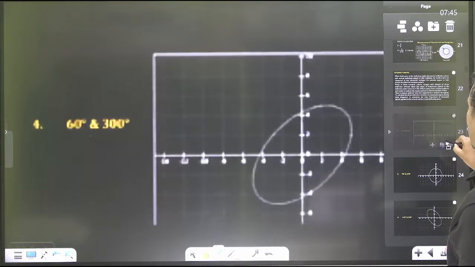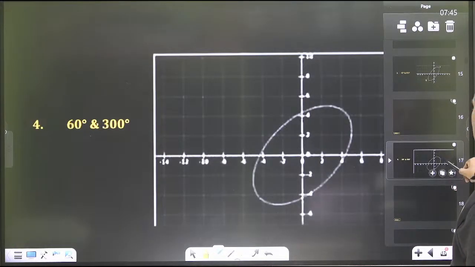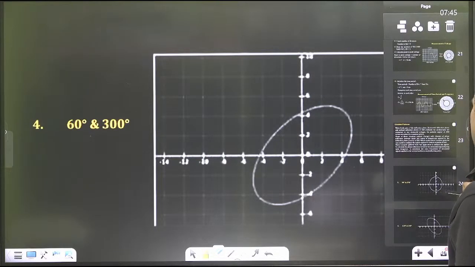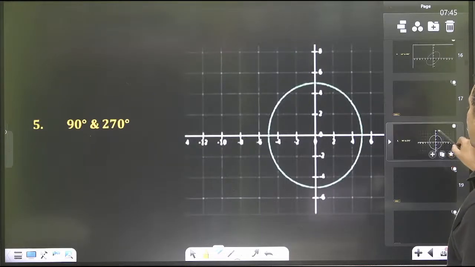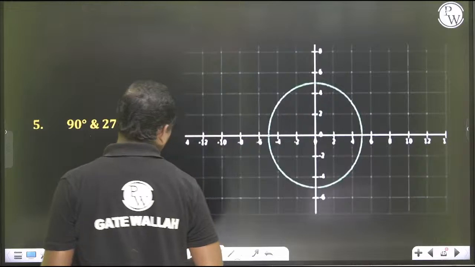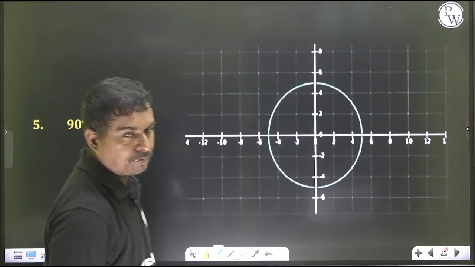Next, 60 and 300 we are going to get an ellipse. But for 90 degrees and 270 degrees we are getting the circle. For 90 we are getting clockwise, and for 270 we are going to get anti-clockwise.